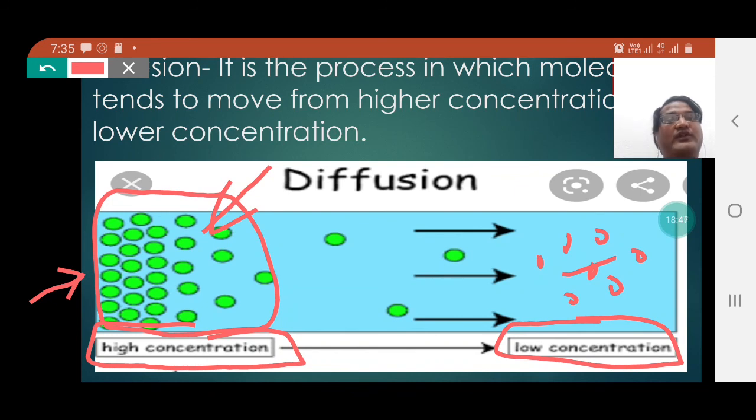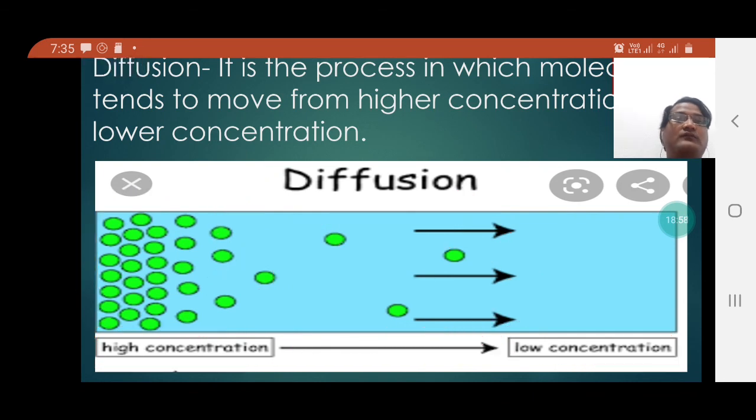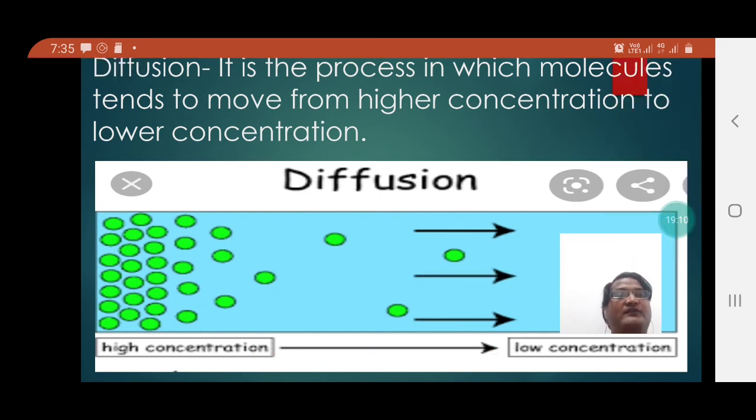So students, the molecules always have a tendency to move from the higher concentration to the lower concentration, and this process is called diffusion. So students, you can clearly notice that the molecules are moving from higher concentration to the lower concentration, and this is what we call diffusion.